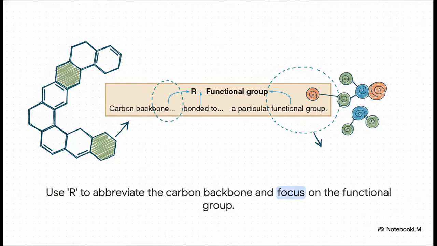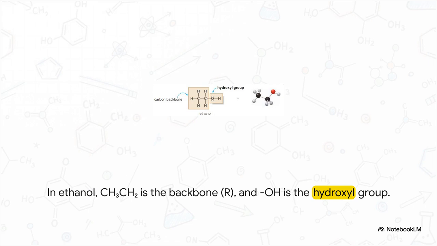And to help us focus on this reactive center, chemists use another great little piece of shorthand, the letter R. You can think of R as just a generic placeholder for the rest of the molecule. The carbon and hydrogen backbone that's usually not as reactive. This lets us just zoom right in on the functional group itself. Let's make this real with an example we all know, ethanol. The carbon backbone part is the CH3CH2. We can just call that whole thing R. The important reactive part is that OH group, which is called a hydroxyl group. So we can just think of ethanol as ROH. That structure, that functional group, is what makes ethanol an alcohol.